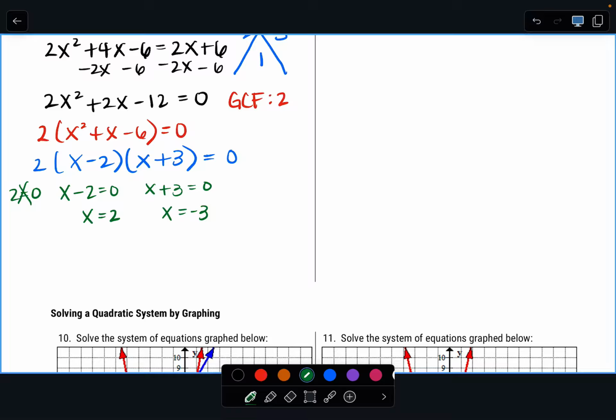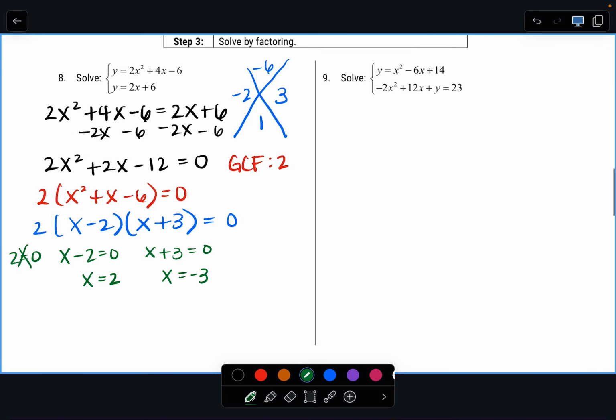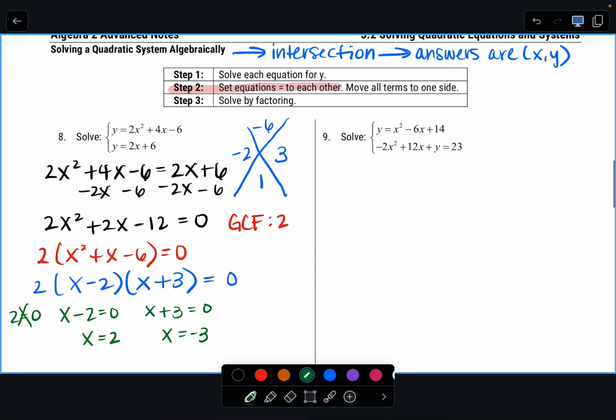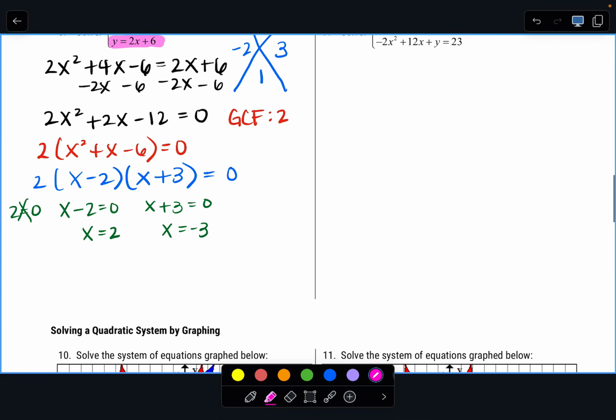The tough thing and where people lose points on a question like this on their test is this is where they stop. They box 2, they box -3, and they say they are done. However, if it is a system problem, you are going all the way to x comma y. So I need to figure out what the y value is for each of these x's. So what you have to do is you're going to take one of the equations. It doesn't matter which one. Personally, if I were you, I'd probably pick the easier one, which in this case is the 2x plus 6. And I'm going to take each of my x values and I'm going to plug them into that equation.